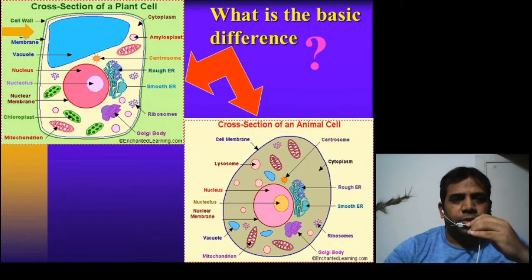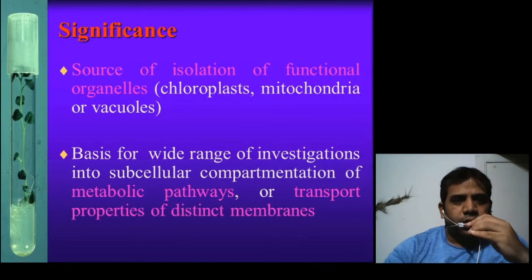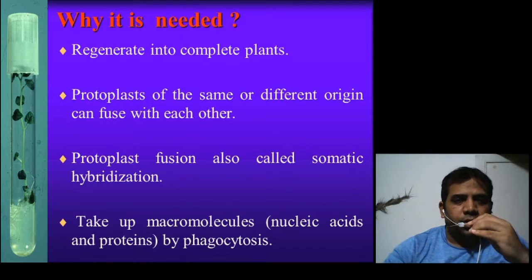If you differentiate between plant and animal cells, you will find that one major difference from the outside is the presence of a cell wall in plant cells, whereas it is absent in animal cells. Isolated protoplasts are a source of functional organelles. They are useful for studying various metabolic pathways and transport properties of distinct membranes. Then the question arises, why is it needed? If you isolate a protoplast, it can be regenerated into a complete plant.